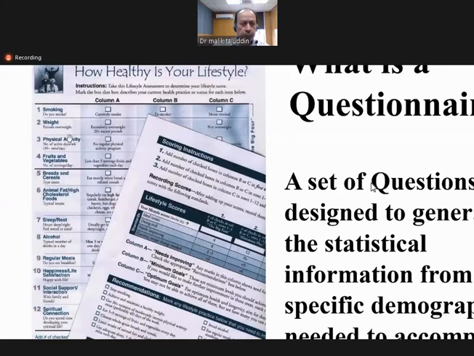Then weight: is your weight 20 pounds more than what is expected, or is it less than 20 pounds, and it is not overweight. And similarly, physical activity: do you do regular physical exercises or activity daily, or more than 3 days a week, or no. So these are the different types of questions that you give.